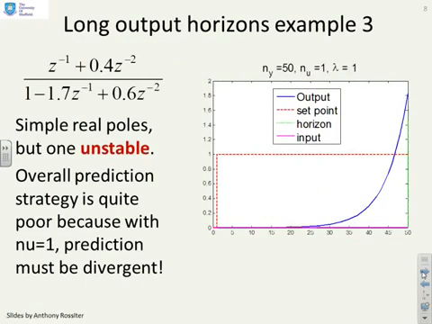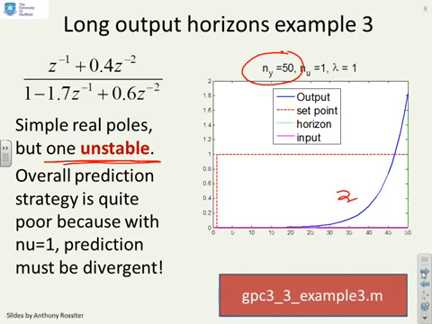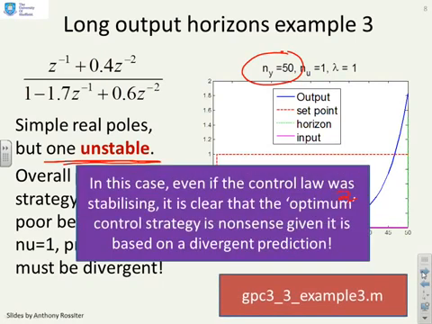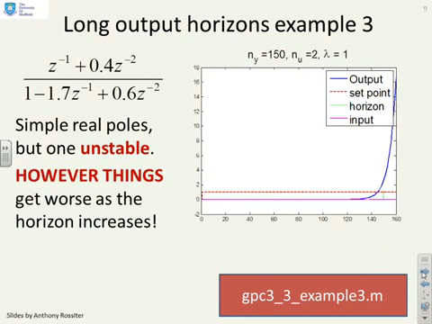Example 3. In this particular case, you remember one of the poles was unstable, and you look at this and you say it still doesn't look good. I've used a larger output horizon, but my prediction here is still basically rubbish. So in this case, even if the control law that you end up with when you iterate every sample is stabilizing, it's clear that the optimum control strategy is nonsense, given it's based on a divergent prediction, and I would not trust it. If you took the horizon up to 150, then things don't really change.